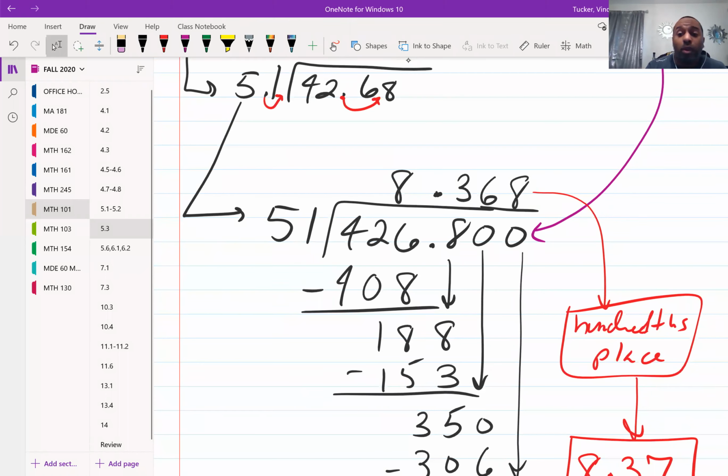And then I will go through the long division process. 51 goes into 426 8 times. 8 times 51 is 408. Do my subtraction. That gives me 18 right here. Bring down the 8. So now 51 goes into 188 3 times. 3 times 51 is 153. Do your subtraction. That will give us 35.